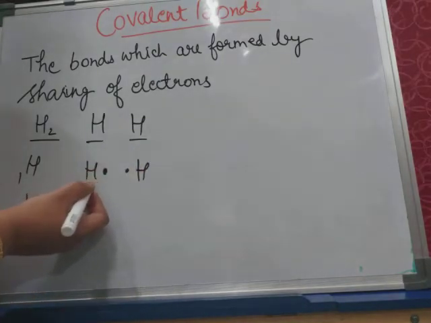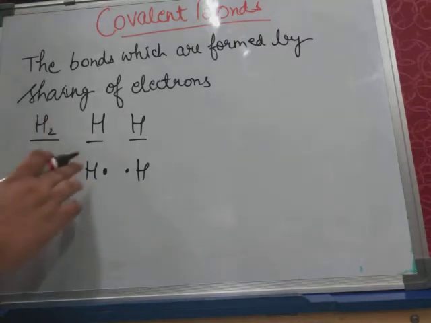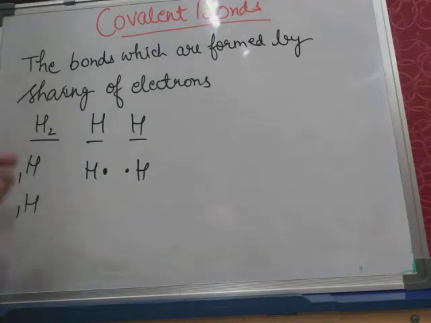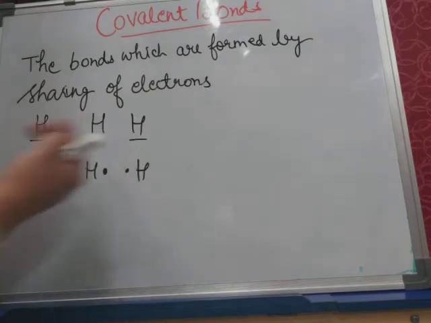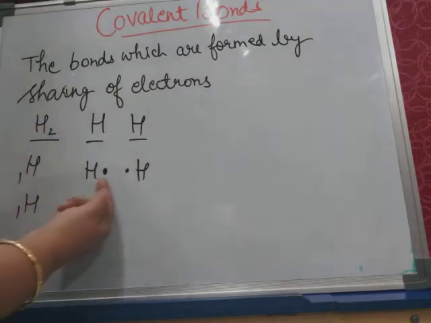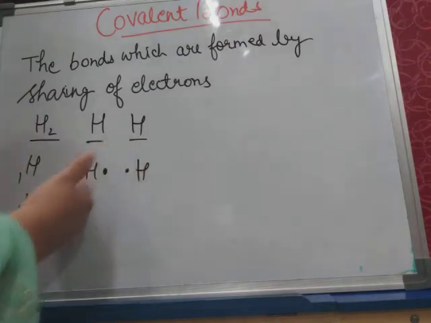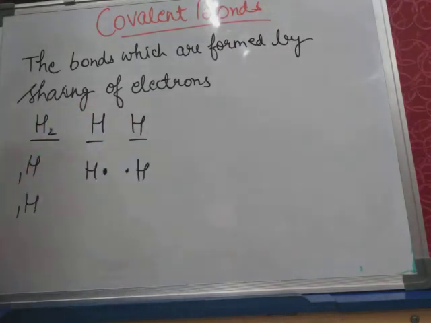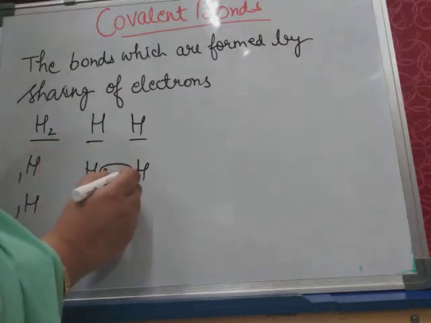This is also needing one electron to complete its octet, not octet here, to complete its duplet. If it will gain two or have two electrons, then its electronic configuration will become equal to that of helium. So both of them are needing one electron each to complete their duplet. In order to complete their duplet, they cannot transfer electrons here. What they will do? They will share the electron between themselves.